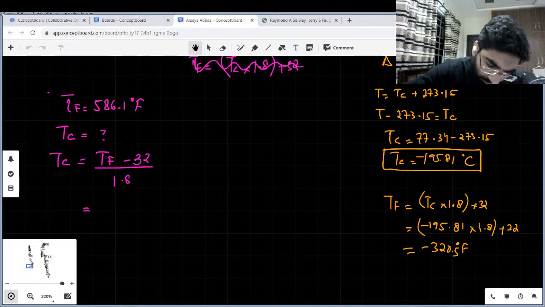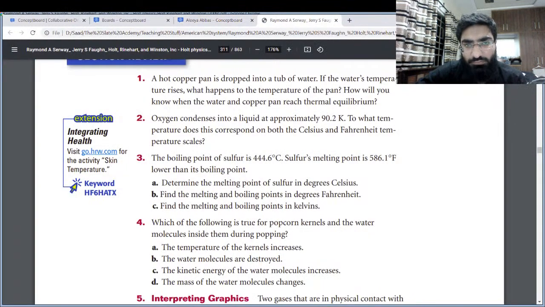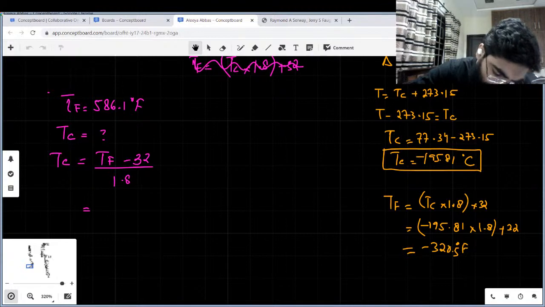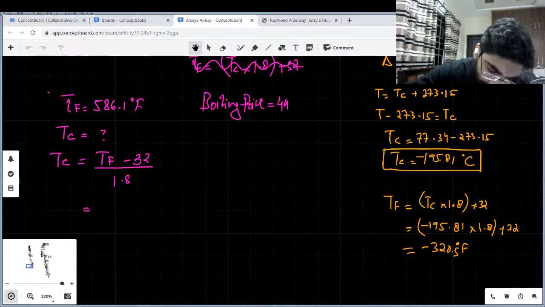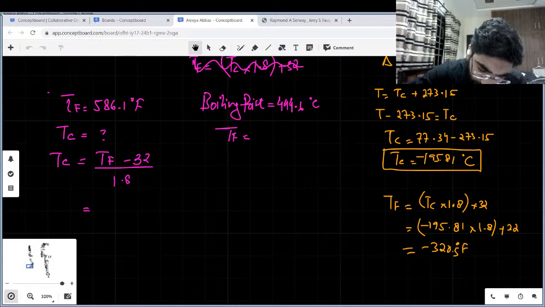Okay, so we are given the temperature. The boiling point is equal to 444.6 degrees centigrade. So first we need this in Fahrenheit. It will be equal to 444.6 into 1.8 plus 32. So this will be the boiling point in Fahrenheit.